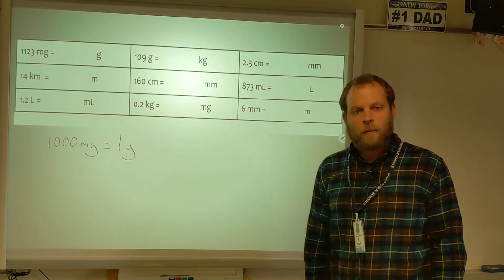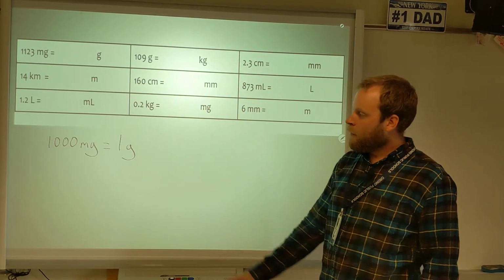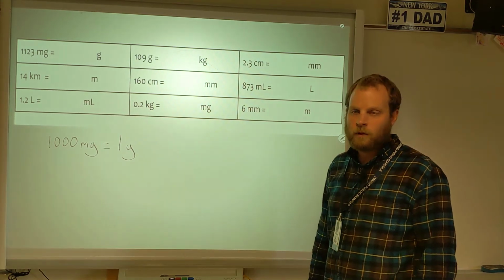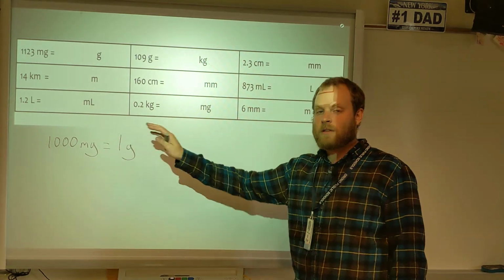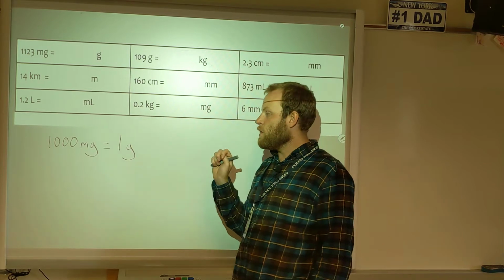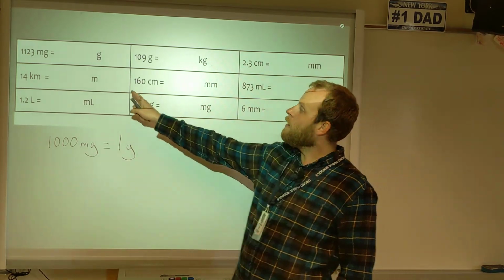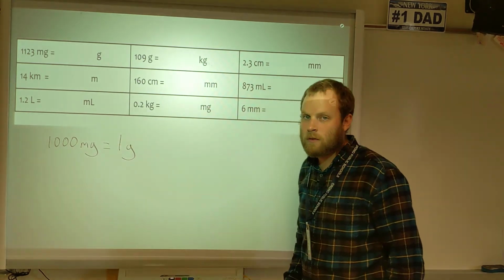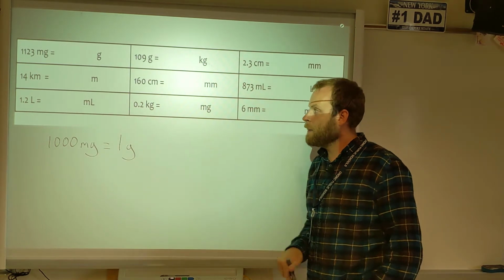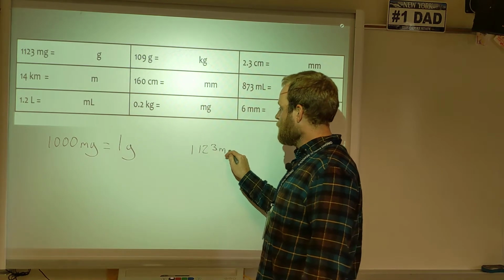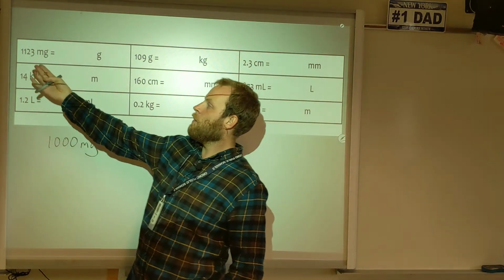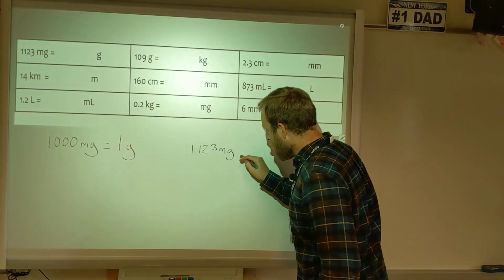So if you remember anything about dimensional analysis, these are the 2 things in your fraction. You start with the number in the problem. You change this to be a fraction so that the units cancel. And then when your numerator in that fraction is the final answer, in this case grams, that means you can actually solve it. So you take 1,123 milligrams, this number, multiply it by a fraction.